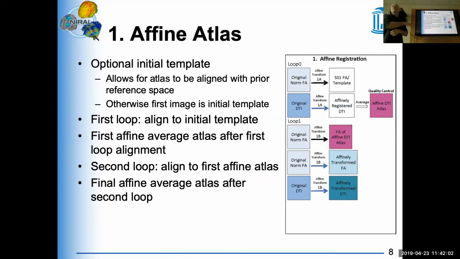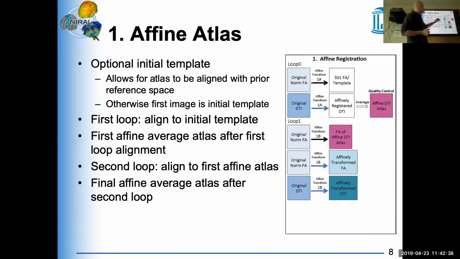That I don't consider to be that big of an issue, because it's really just sets where in space our atlas is going to be, here, here, or here, and how it is oriented. So the first loop registers everything affinely to that first initial template, and after the first loop, we compute an average of all of these affinely aligned data. That gives us the first DTI atlas, and then we register again everything affinely to that one. That gives us the final affine DTI atlas.